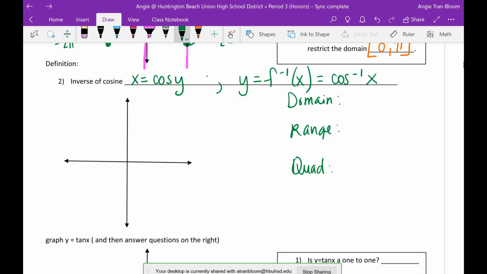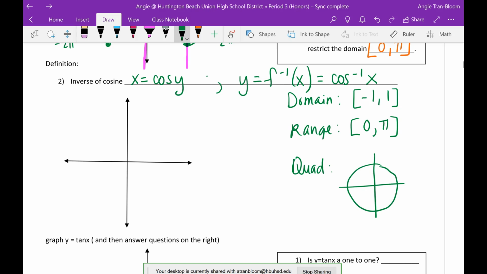Domain of cosine inverse. What do you guys think? -1 to 1. Okay, because the range of the original was -1 to 1. Now, what's the range of cosine inverse? 0 to pi, wherever you chopped it off at. Quadrants. Let's connect this back to the unit circle. 1 all the way to 2, because 0, pi is right here. So cosine inverse, we can only use quads 1 and 2.